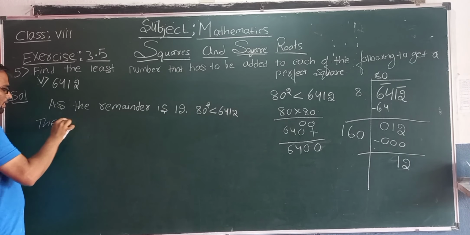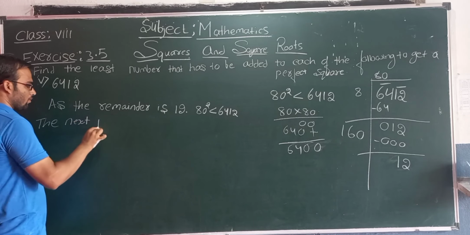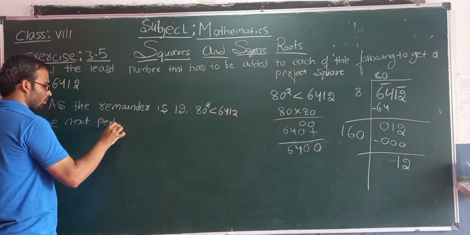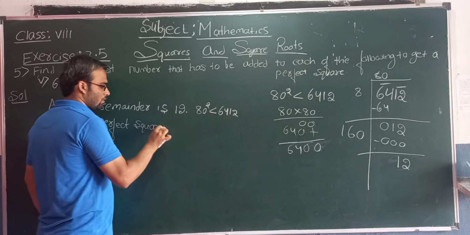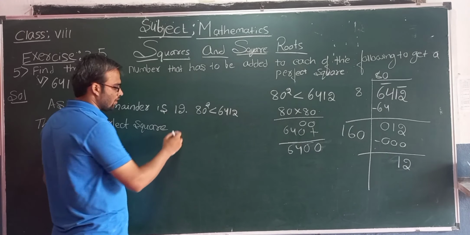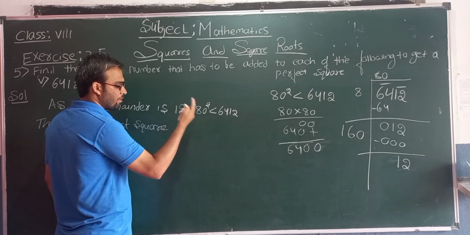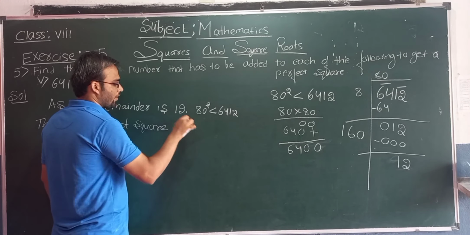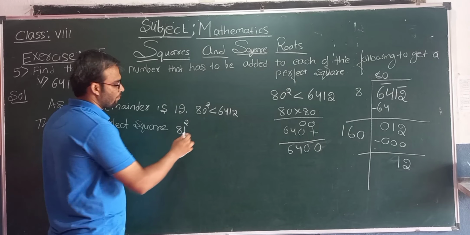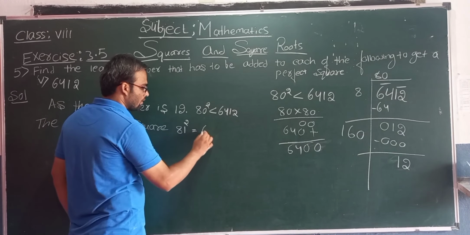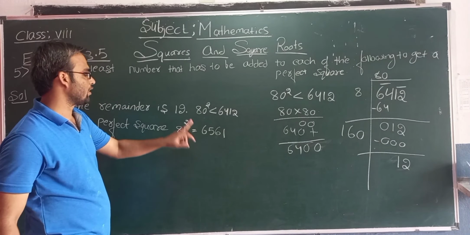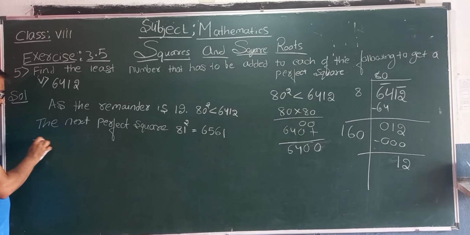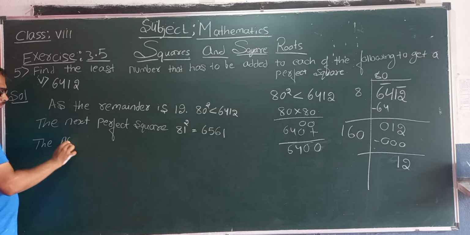The next perfect square. The next perfect square after 80, which number is there? 81 square. The next perfect square is equal to 6561. 81 square is 6561.